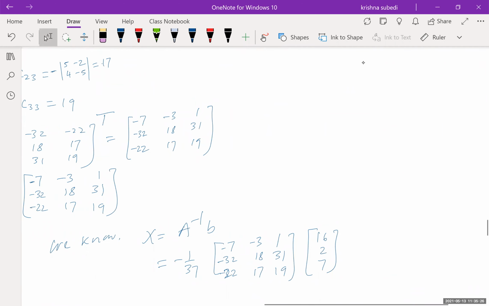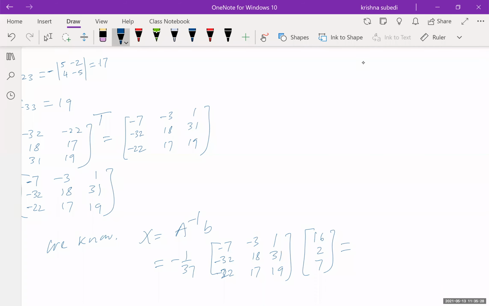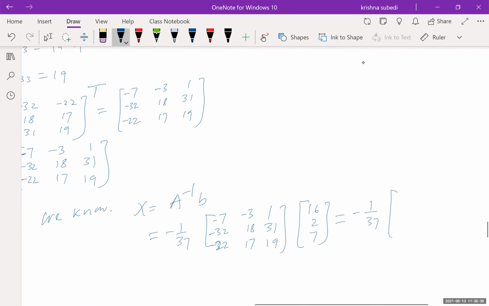Okay, all you need to do is multiply negative 1 over 37 by this matrix. Does the multiplication exist? This matrix is 3 by 3, and this matrix is 3 by 1. So yes, multiplication exists, and the resulting matrix will be 3 by 1. If you multiply these two matrices, I trust that you'll get 111, negative 259, and negative 185. Please multiply and you're going to get that.